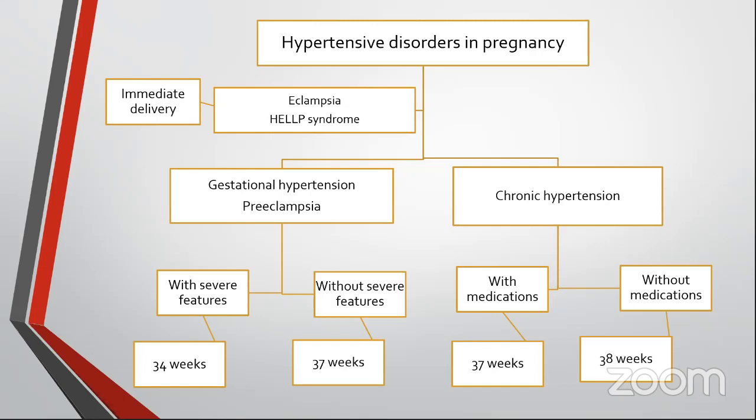If with severe features, and the patient is getting her medication and is stable, and maternal and fetal monitoring are okay, you can prolong the pregnancy to 34 weeks, provided that you give steroids to the patient. Chronic hypertension, if without medication, you can prolong the pregnancy up to 38 weeks. But if with medication, you have to deliver her by 37 weeks.